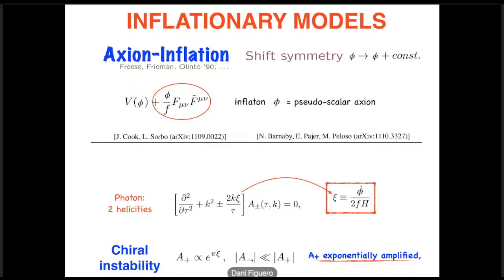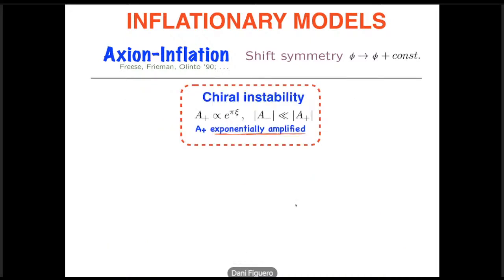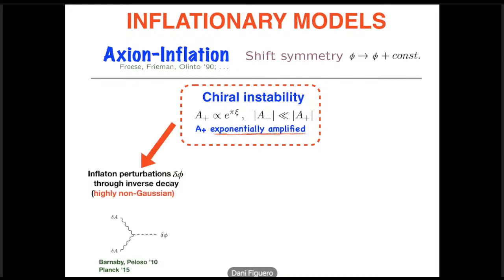People have worked this out for over 10 years. And since there is this chiral instability in the tachyonic polarization of the gauge field, I choose here A+. Well, there is a huge phenomenology associated, because it means immediately that if you excite the gauge field like this, you are also going to excite, through inverse decay, the inflaton perturbations, and you're going to produce very large inflaton perturbations, actually highly non-Gaussian.